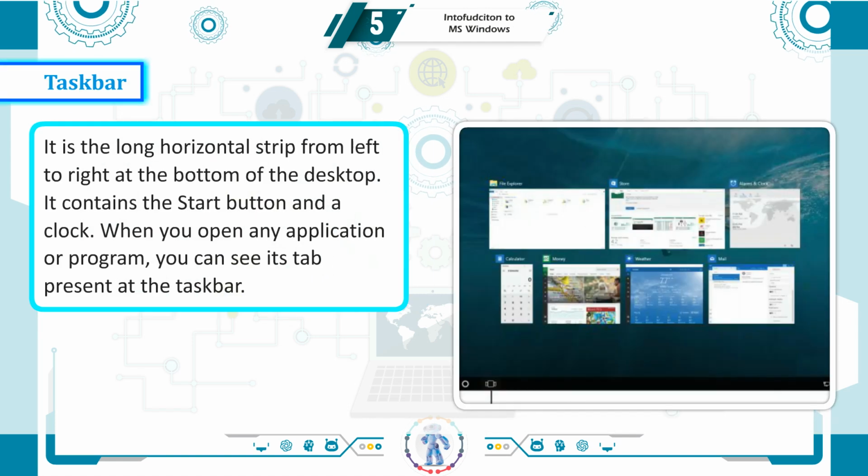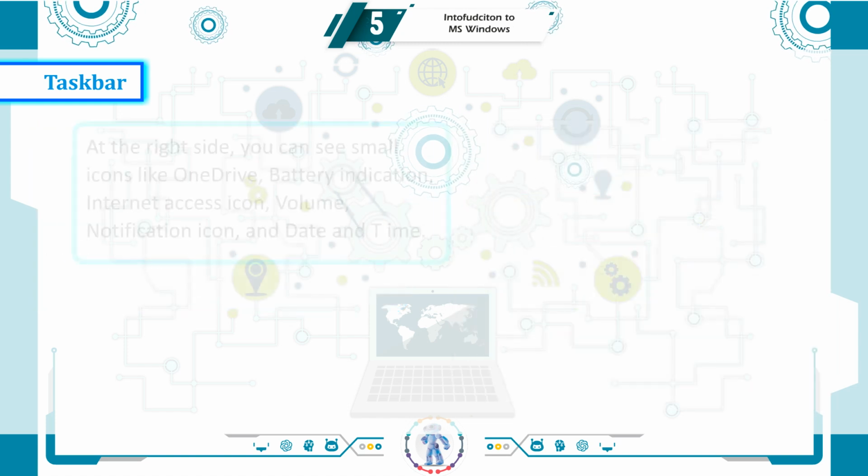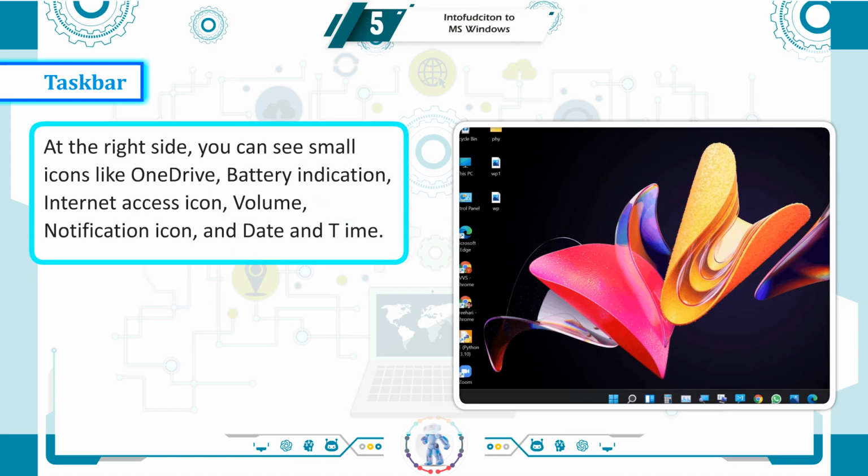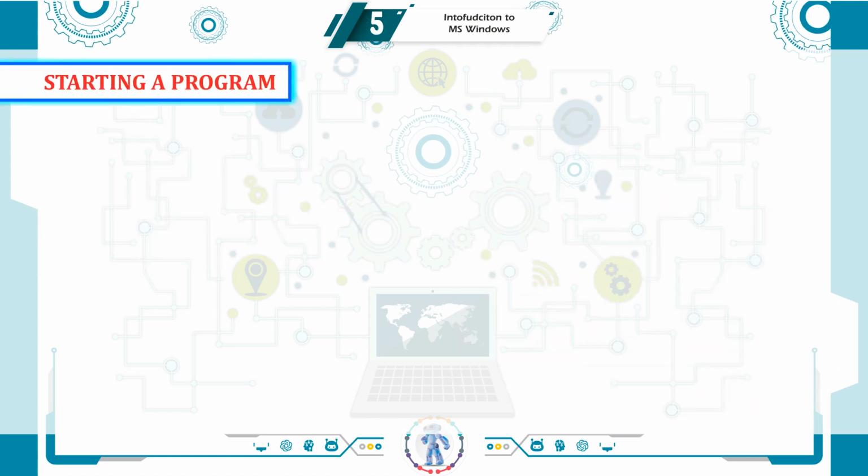Taskbar. It is the long horizontal strip from left to right at the bottom of the desktop. It contains the start button and a clock. When you open any application or program, you can see its tab present at the taskbar. At the right side, you can see small icons like OneDrive, battery indication, internet access icon, volume, notification icon, and date and time.